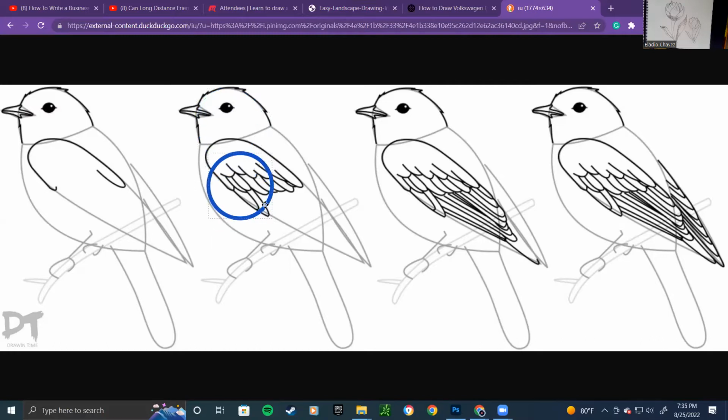1, 2, 3. The body's about 2 heads. There are 2 circles, 2 of these circles. And then the tail is about a circle and a half. So this is proportions. We're using 1 unit, which is our head.